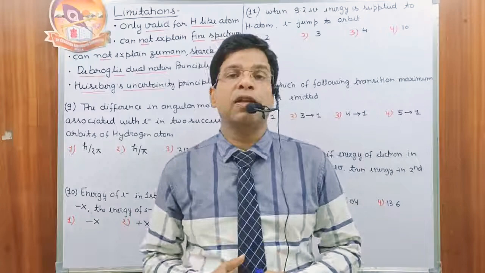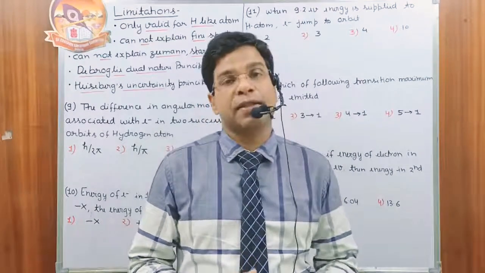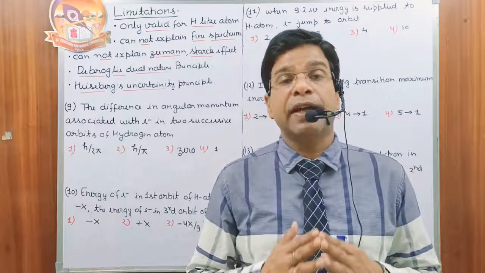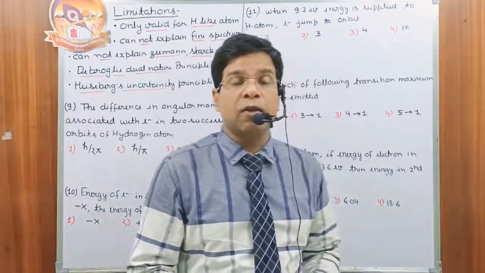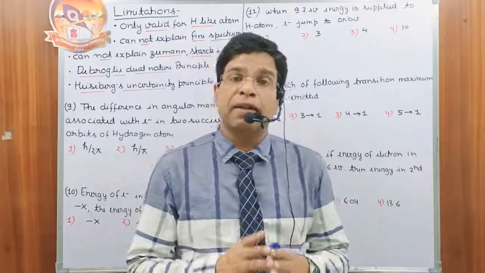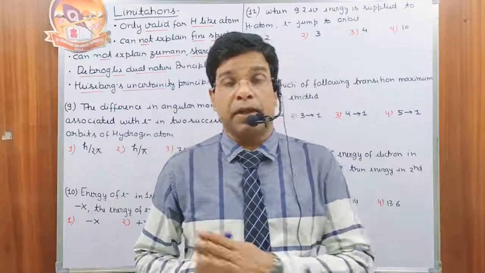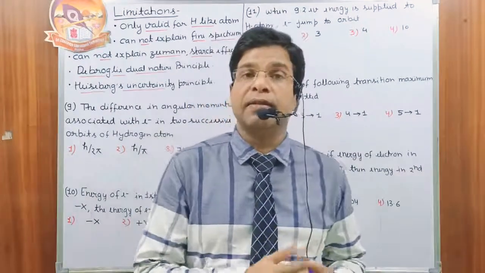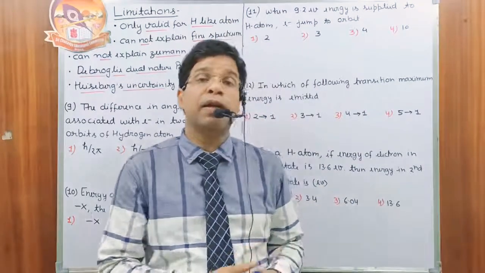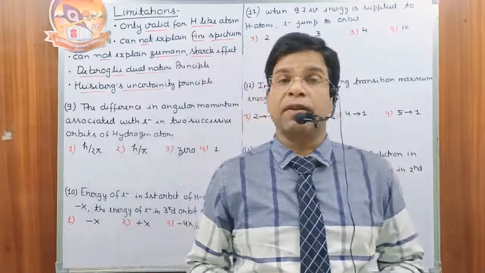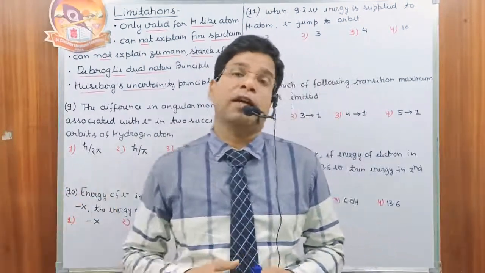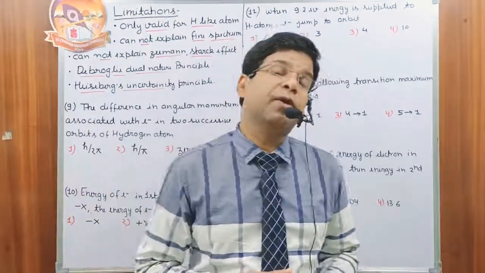Next one is the de Broglie dual nature principle. In the Bohr model, the electron is only assumed as a particle. But after some time, the scientist de Broglie proved that every moving particle must have some wave associated with itself, must have some wave character. But in this model, we only consider the electron as a particle. But de Broglie proved that every moving particle has some wave character. So this model cannot explain the wave character of the electron. It cannot match with the de Broglie principle.